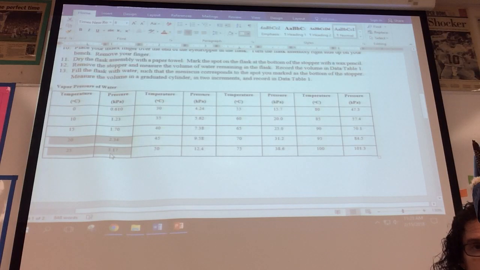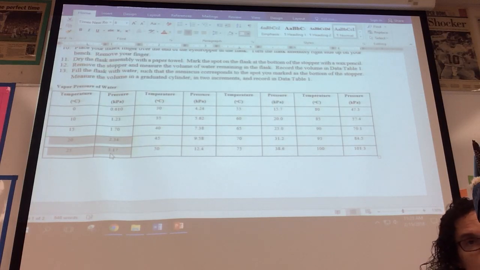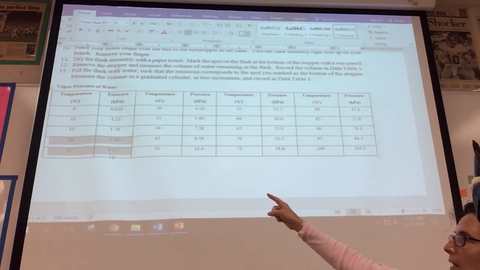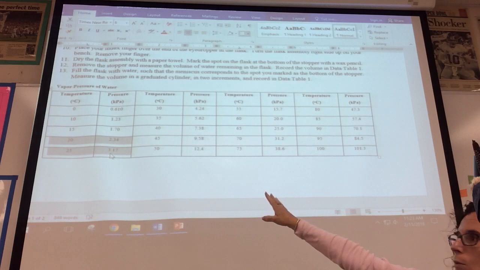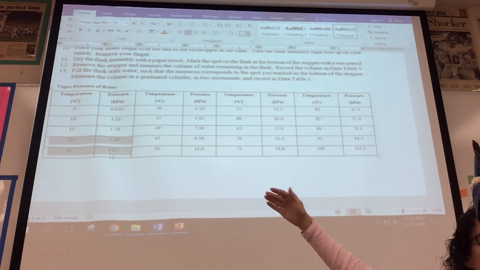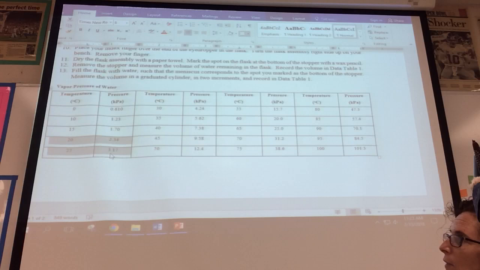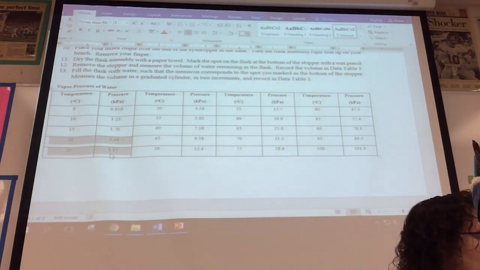If it's somewhere in between, and it might have been in your lab, let's say the temperature was 22 degrees, that would just involve a little extrapolation. You would subtract 2.34 from 3.17. You would divide by 5, and that would give it to you for each degree. So you could easily figure it out, and we'll be exploring that in the lab a little bit more next week.